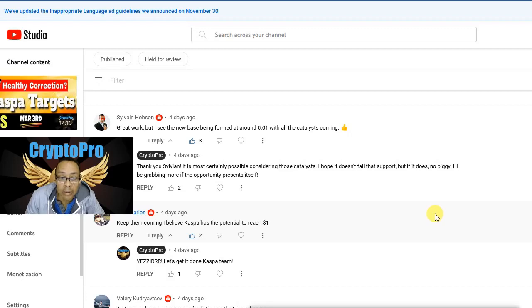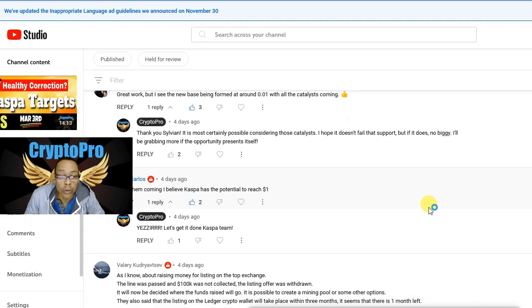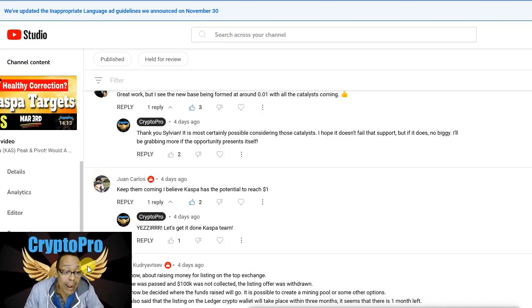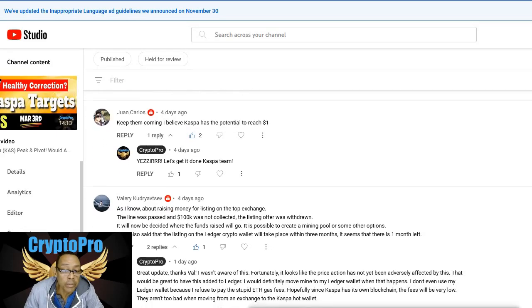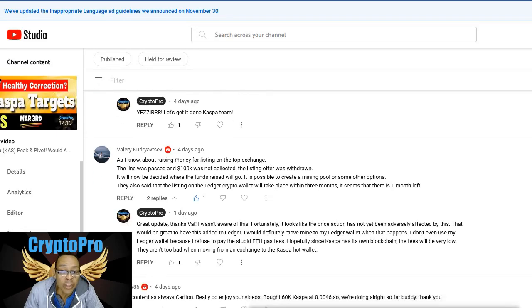And that's very valid, very possible. And if those catalysts do work out, then we could see that happen. So great comment. Juan Carlos says, keep them coming. I think Kaspa has the potential of reaching $1. I certainly think it could. At the peak of the bull market, there's some people who think it could go even higher.